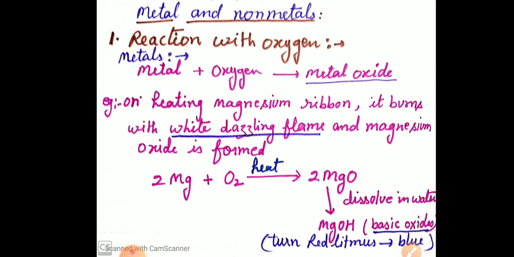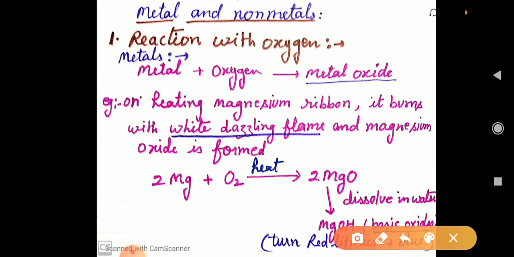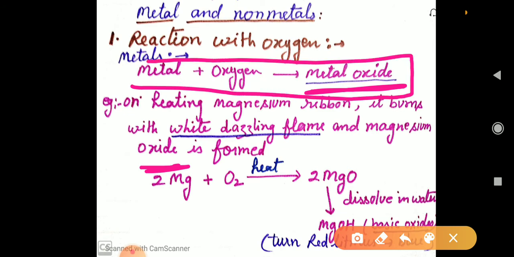When metals react with oxygen, they form metal oxides, the metallic oxides. One example is heating a magnesium ribbon. It burns with a white dazzling flame and magnesium oxide is formed. You have to learn this line: when a metal reacts with oxygen, metal oxides are formed. Magnesium is also a metal, so it will react with oxygen and form magnesium oxide.